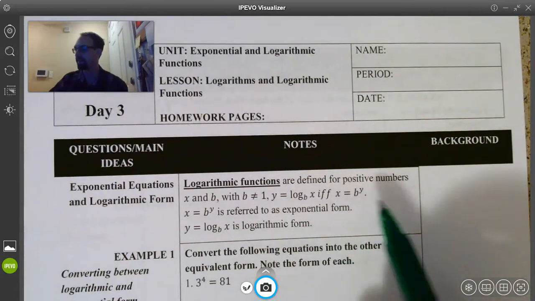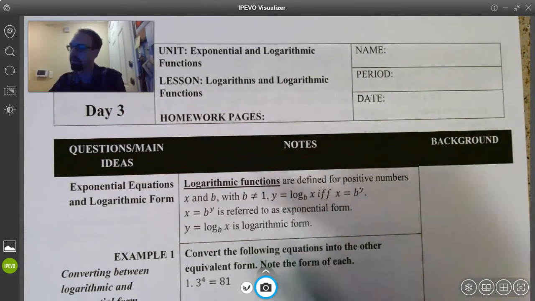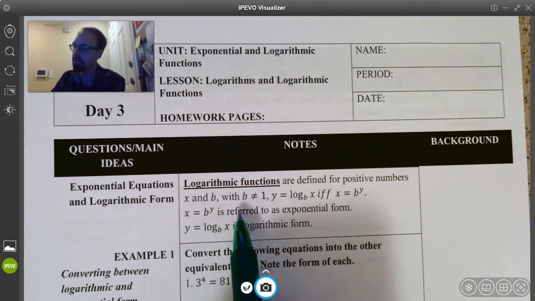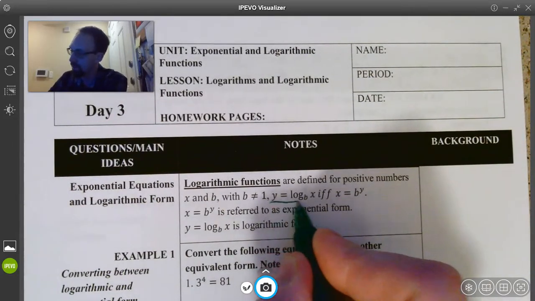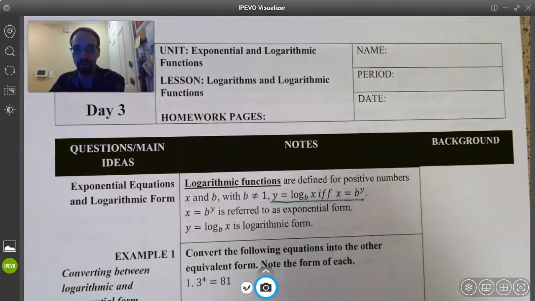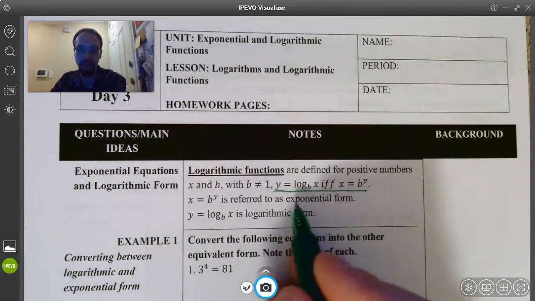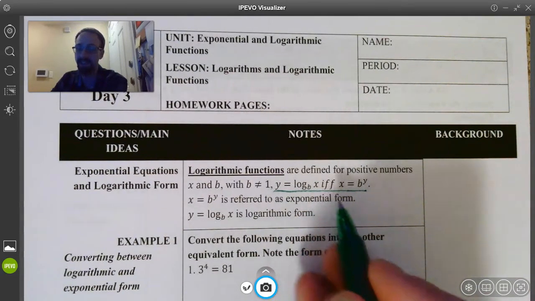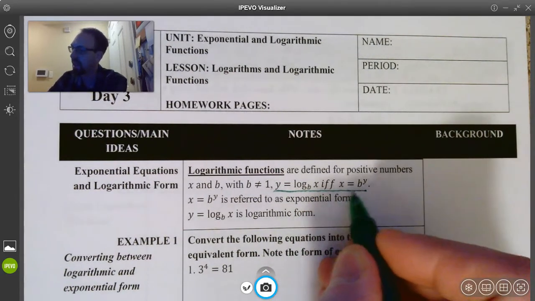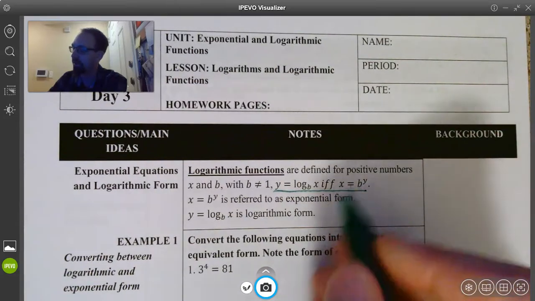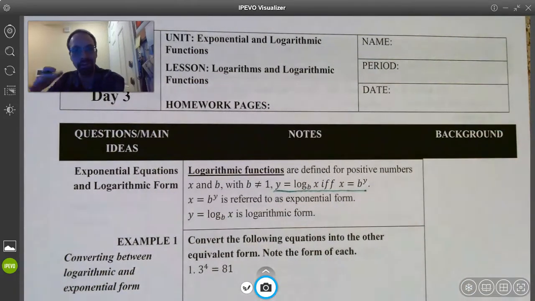Logarithms are defined if you have positive numbers, so here x and b can't be 1. So this right here is an equivalent representation of both. If you have y equals log base b of x if and only if, and that's what that IFF stands for, x equals b to the y power. So these two are interchangeable. They mean the exact same thing.